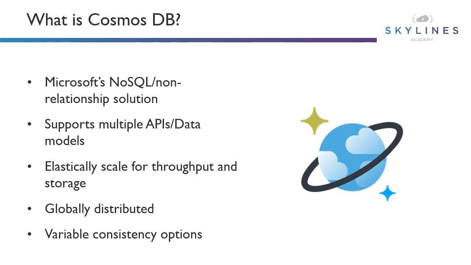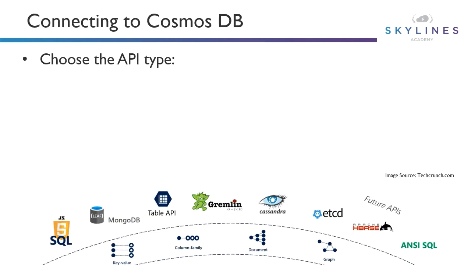And as you serve your global users, the question always comes into play: how do you make sure your data is in sync? There are 5 different consistency options available so your Cosmos DB can meet your application performance and data consistency requirements. Cosmos DB gives us the ability to connect using a variety of methods. So if your application was designed to work with one of the following APIs, you can utilize Cosmos DB to store the data.